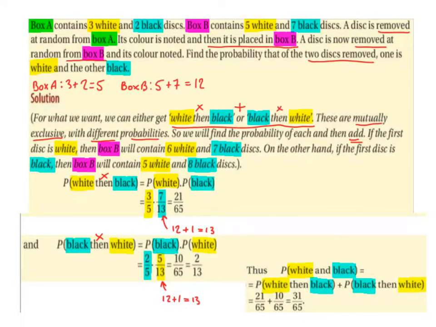So the probability of white then black is 21 over 65, and the probability of black then white is 2 over 13. Therefore, the probability of white and black is going to be the probability of white then black plus the probability of black then white, which is 21 over 65 plus 10 over 65, which is 31 over 65.